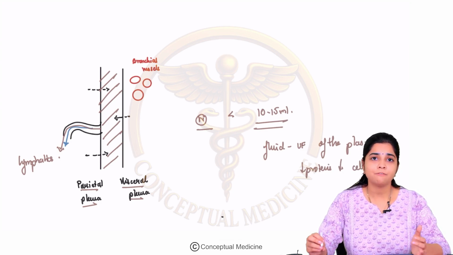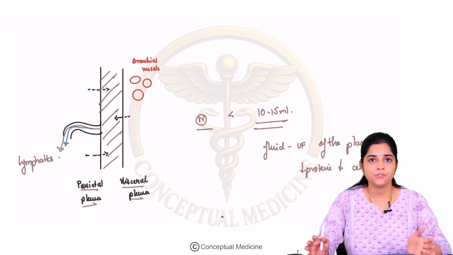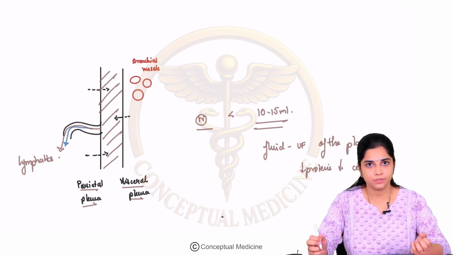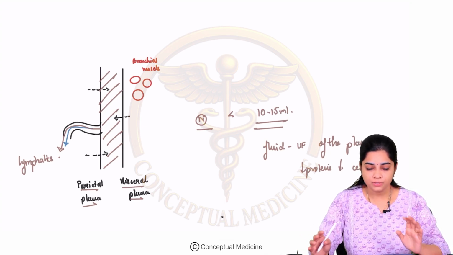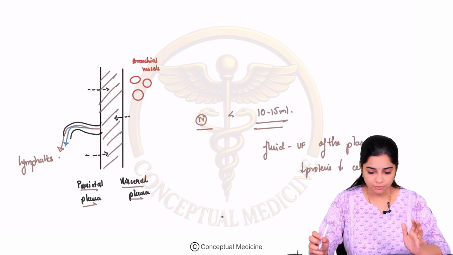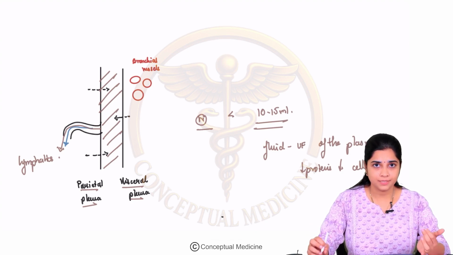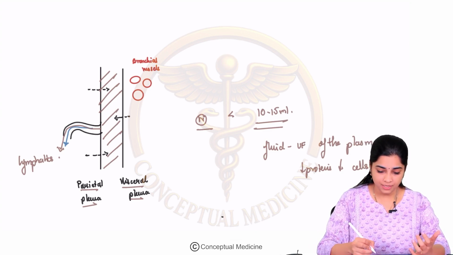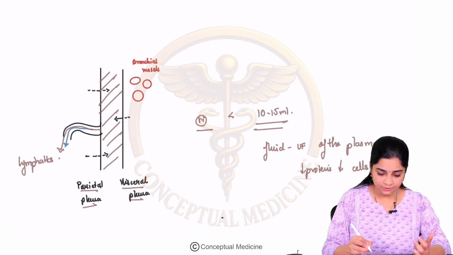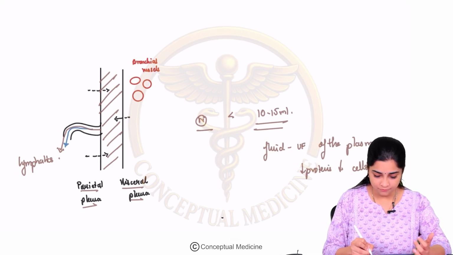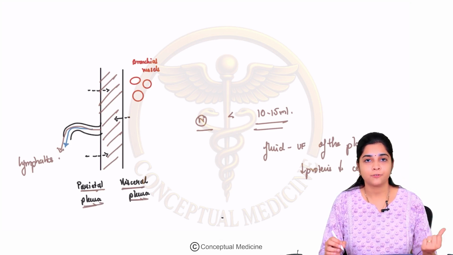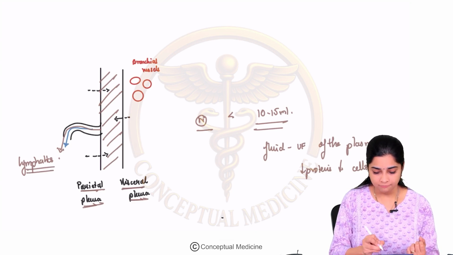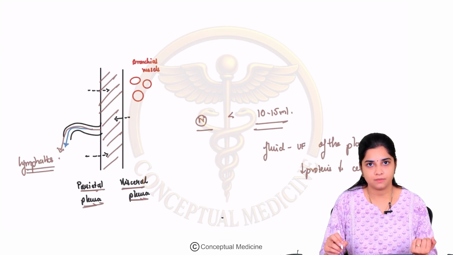Okay, so what is the function of this fluid? The minimal amount of fluid, about 10 to 15 ml, which is present within the pleural space, ensures the smooth functioning of the lungs during respiration. Okay, so this is about the normal pleural fluid. The pleural fluid is basically formed by ultrafiltration of the plasma, and it can enter into the pleural space either from the visceral pleura or from the parietal pleura, and the excess amount of fluid is drained by the lymphatics away from the pleural space.